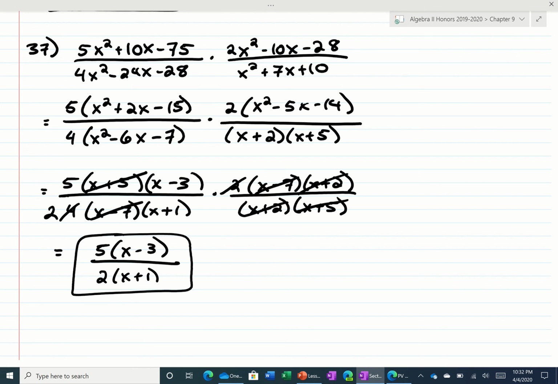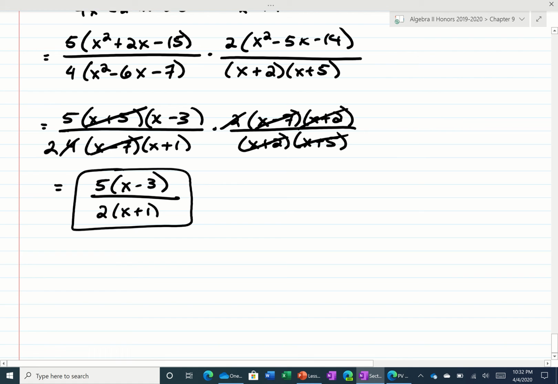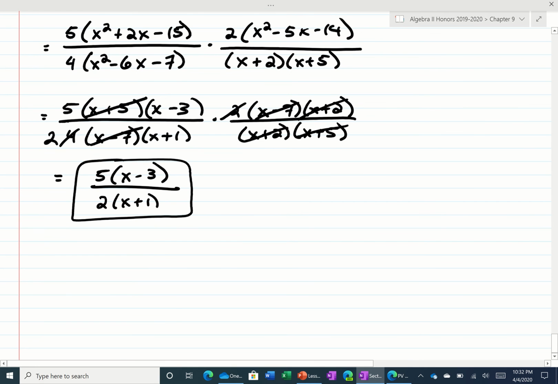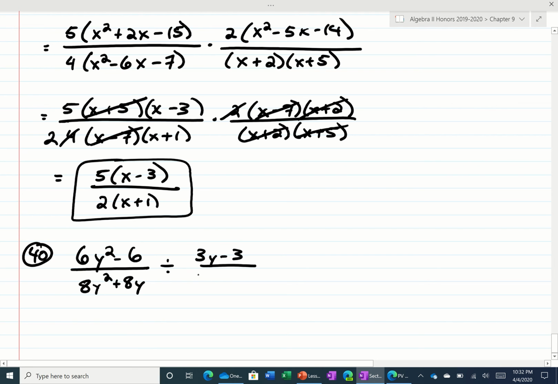And I think I said I would do number 40 also. They're all the same to me, so if you guys want to see something else, just speak up. Let me know. Raise your hand and I'll call on you here. So number 40, it says 6y squared minus 6 divided by 8y squared plus 8y, and it looks like we're dividing by 3y minus 3 divided by 4y squared plus 4y.